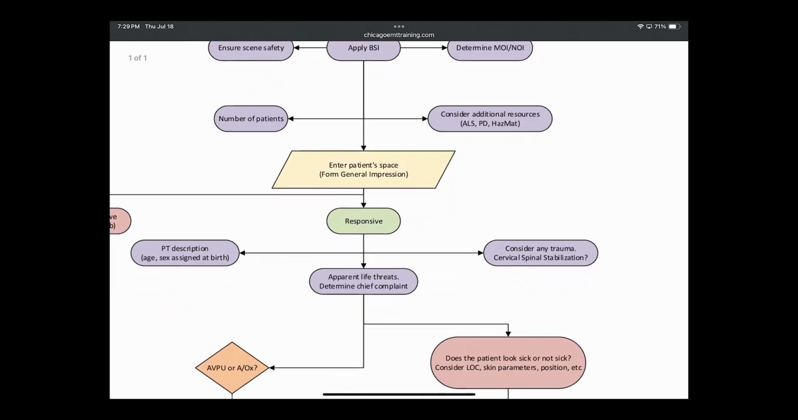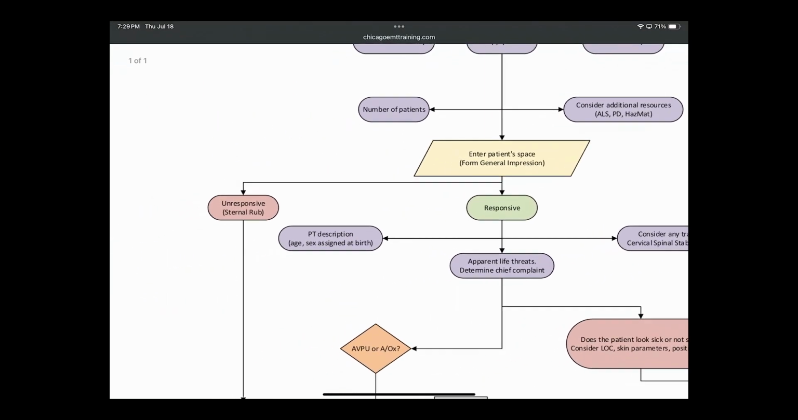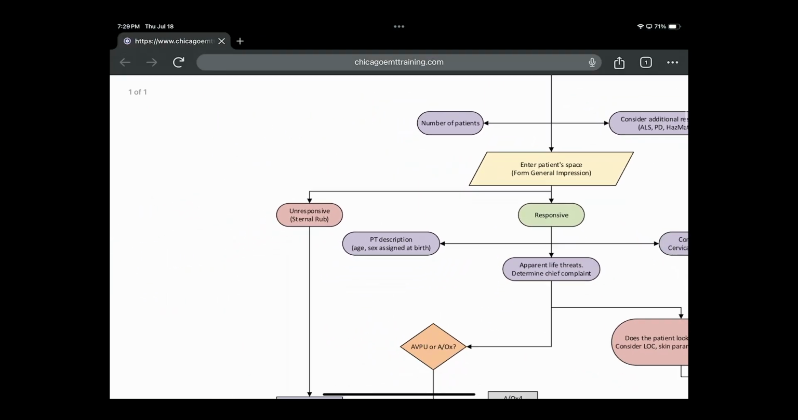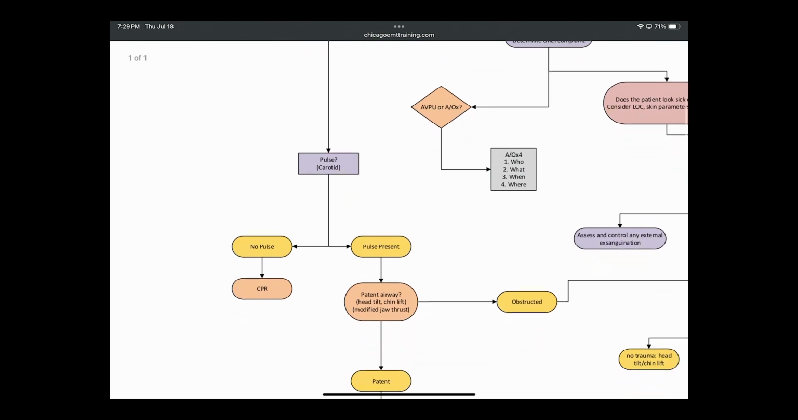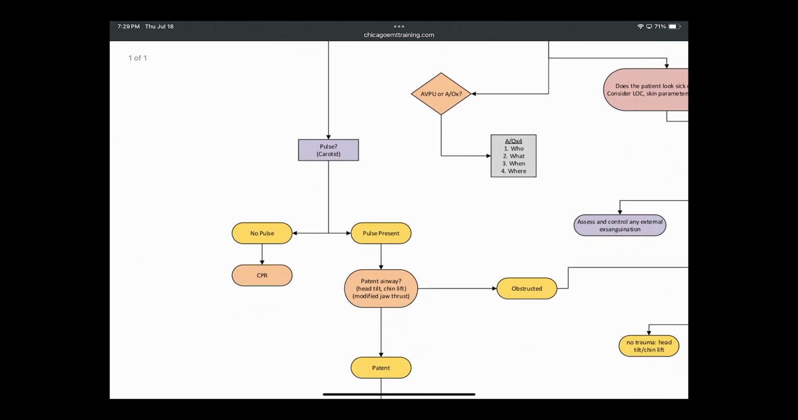As we leave our ambulance and enter the patient space, you're going to determine responsive or unresponsiveness. And if they were unresponsive, we're going to go down and check a pulse. If there's no pulse, we're going to be doing CPR at this point. If there is a pulse, then we're going to open the airway, see if it's open or obstructed. And if it's open, then consider positive pressure ventilation with the BVM.